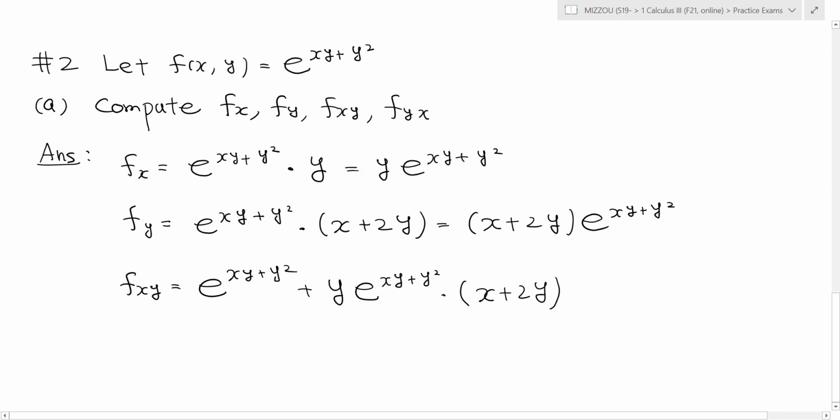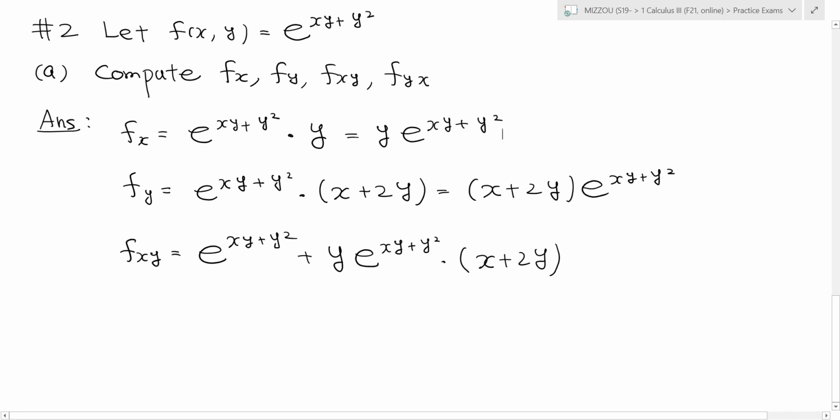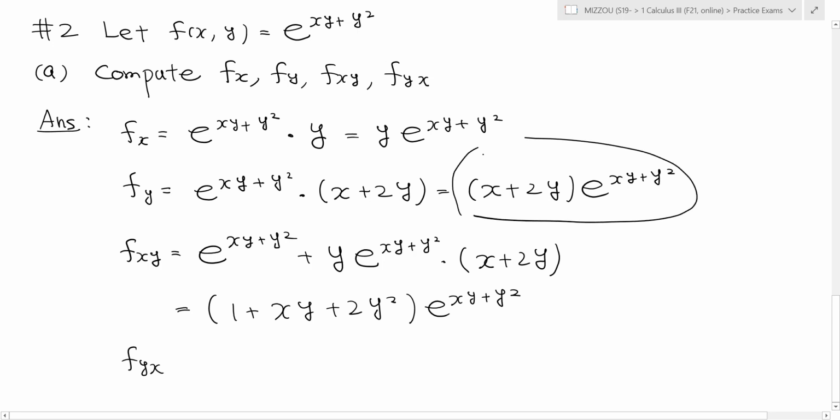All right. And this is okay, but it's better to simplify it. If you simplify it, this is written as 1 plus xy plus 2y squared, times e to the power of xy plus y squared. Then now, you want to compute this. You may just directly compute it by differentiating this with x, but we know that this one is actually equal to this. So you don't have to do the calculation.